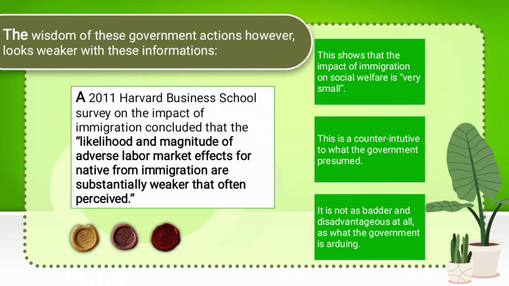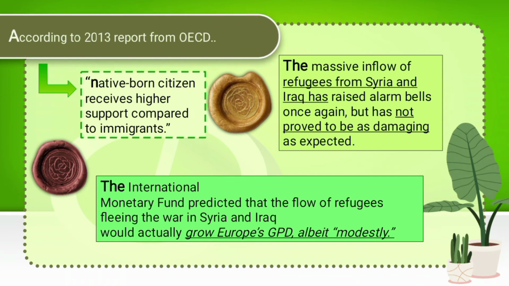Therefore, the myth that immigrants abuse the welfare state is false, and the fact is immigrants use significantly less welfare than native-born Americans. So this is counterintuitive to what the government presumed. It's not as bad and disadvantageous at all as what the government is arguing. Additionally, the 2013 report on government welfare spending by the Organization for Economic Cooperation and Development, or OECD, seemed to have sloped the argument of anti-immigrants that immigrants are consuming the government's budget. This actually found that native-born citizens receive higher support compared to immigrants. The fact is, immigrants in the United States have about a net zero effect on government budgets, and they pay about as much in taxes as they consume in benefits.